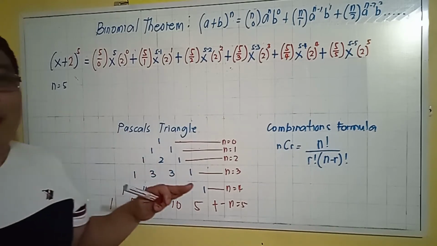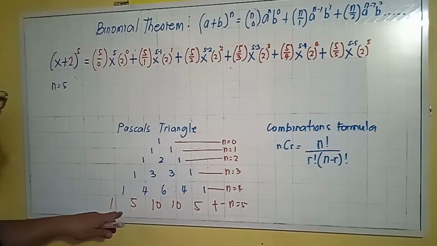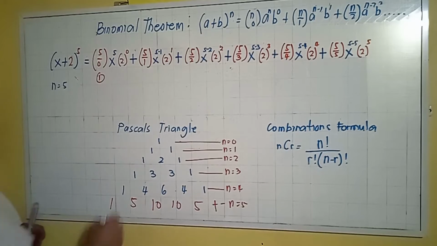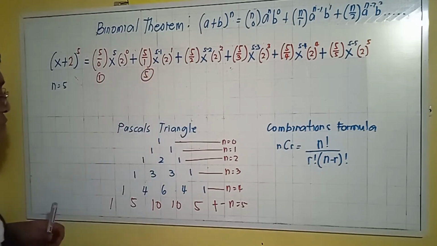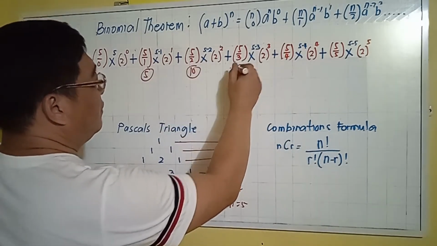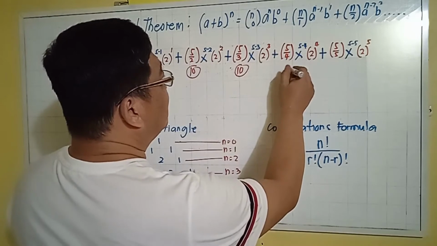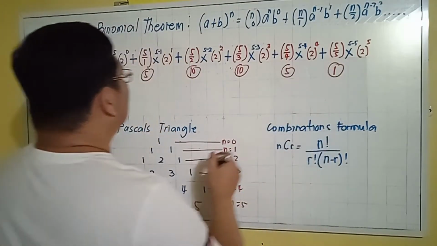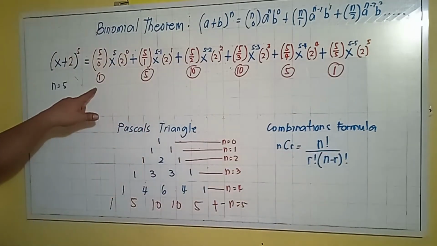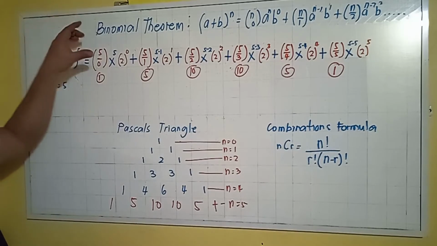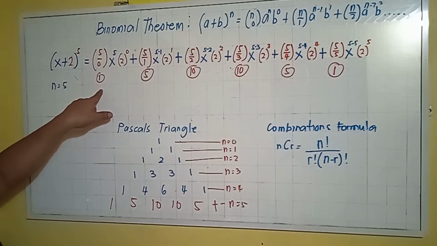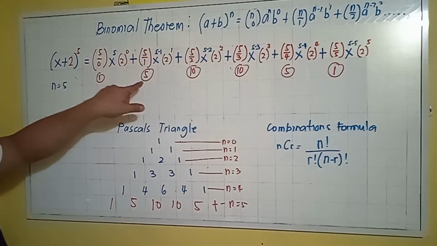So, lumalabas based on Pascal's triangle, ang magagamit natin numerical coefficient here is 1, 5, 10, 10, 5, 1. So, if we are going to use the combinations formula, ito dapat yung makuha natin value, which is the numerical coefficient of all these terms. We have 5 choose 0, which is equal to 1. 5 choose 1, we have 5.